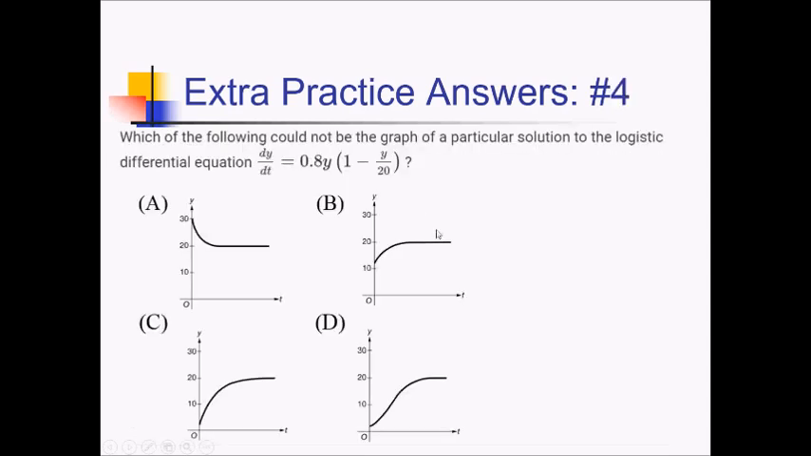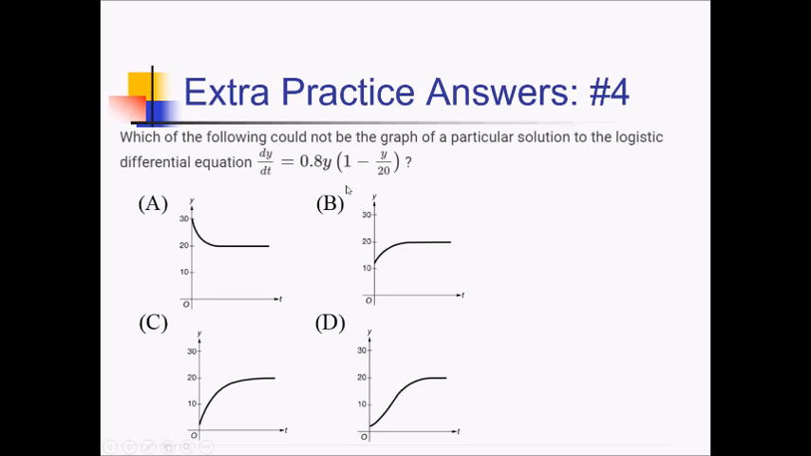For this problem, we want to know which of the following could not be the graph of the particular solution for this logistic differential equation. So we know in general the shape of a logistic particular solution is a nice little S shape, which kind of looks like choice D here. So choice D probably is a possible solution of this, but we need to dig a little bit deeper.